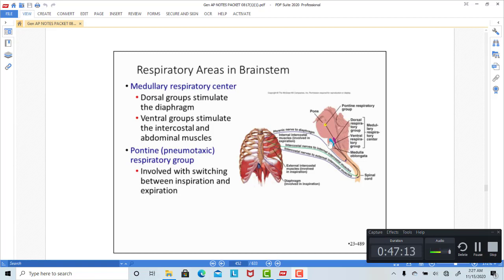So here's the pons, here's the medulla. You can see these nerves, the phrenic nerve going to the diaphragm, and those intercostal nerves serve the external intercostals, stimulating that contraction during the inhalation process. And then that stimulation turns off to allow those muscles to relax, and then we exhale. So exhaling is a passive process where all the muscles are relaxing, and inhalation is an active process where the nerves are stimulating the muscles to contract and to, again, increase the volume and drop the pressure inside the thoracic cavity.